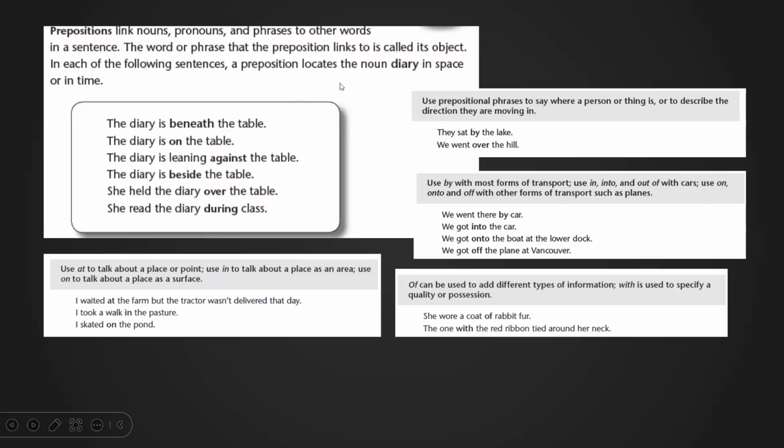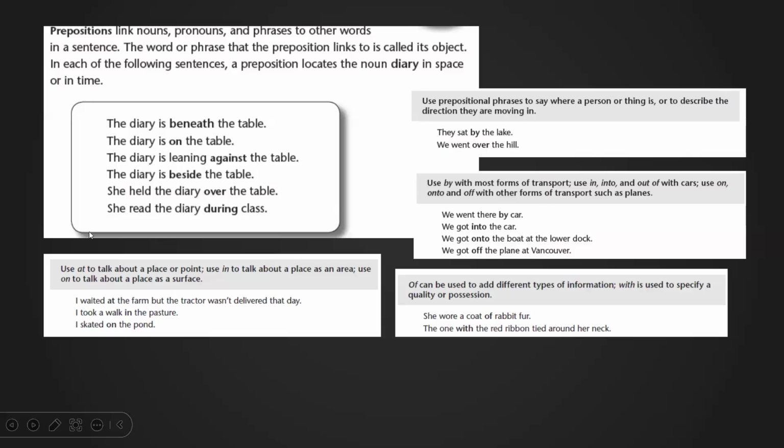Okay, so as I told you, the preposition helps you to locate the noun in a sentence, or the position of different things in a sentence. For example, the diary is beneath the table. It's telling us where it is located. The diary is on the table. The diary is leaning against the table. The diary is beside the table. She held the diary over the table. She read the diary during class. All of this is helping us to identify the location of these objects in the sentence.